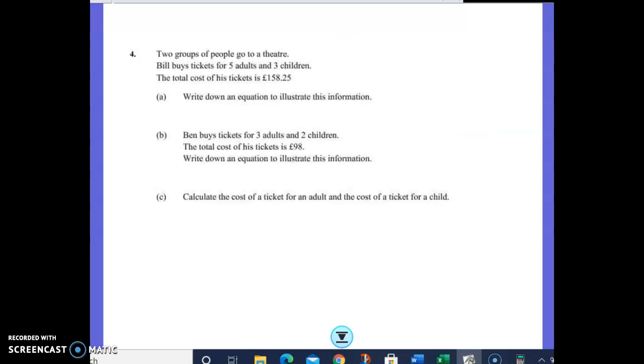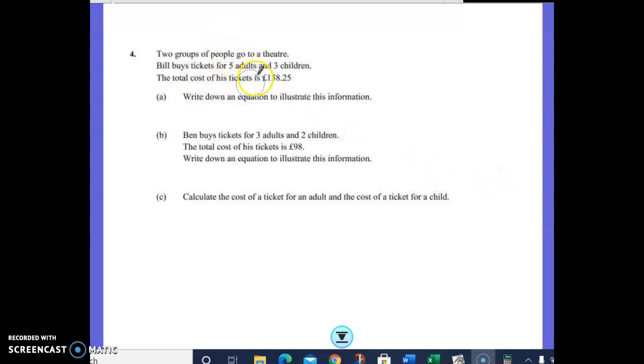This is a typical exam question, this one. Two groups of people go to a theatre. Bill buys tickets for 5 adults, 3 children. Total cost of his tickets is £158.25. Write down an equation to illustrate this information.